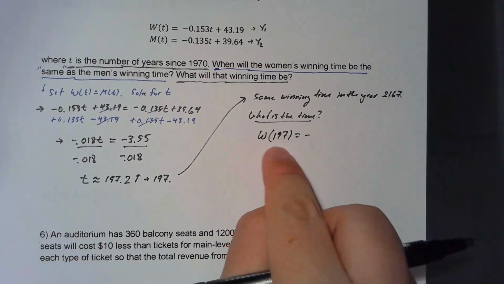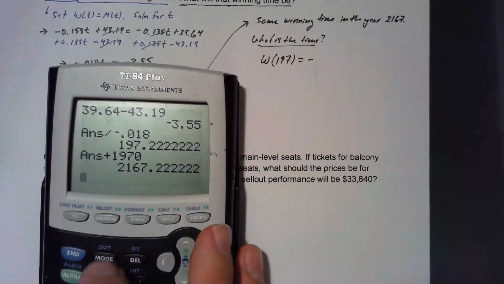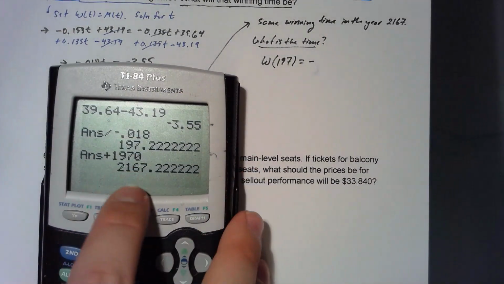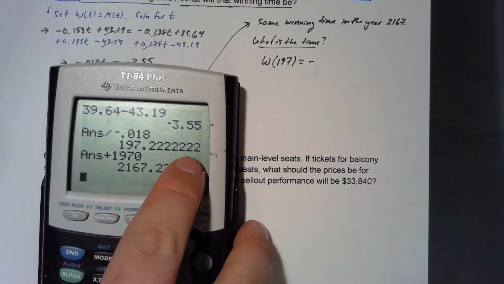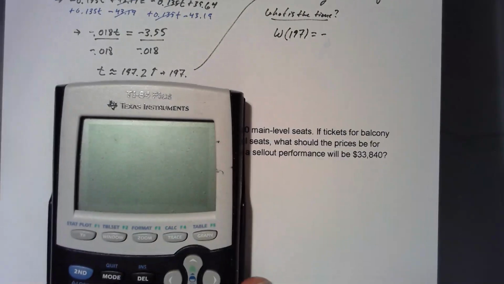Now you should use the exact value for t. You should use the exact value for t, 197.2222. That would give you the best approximation, but if you don't, you can use the rounded value. It's not a big deal. Just realize that it might be off a little bit.